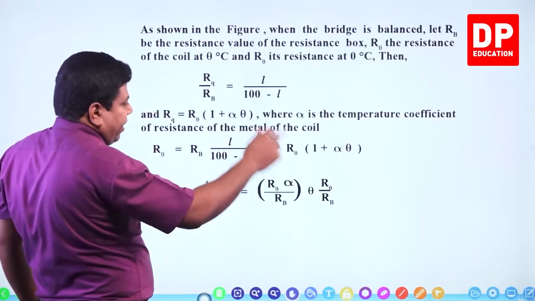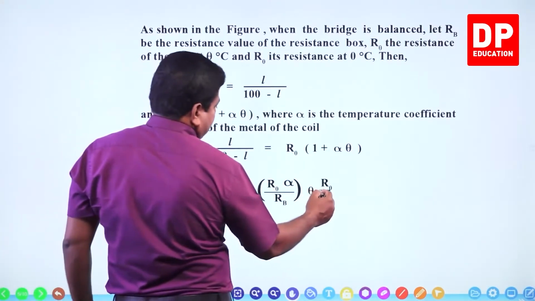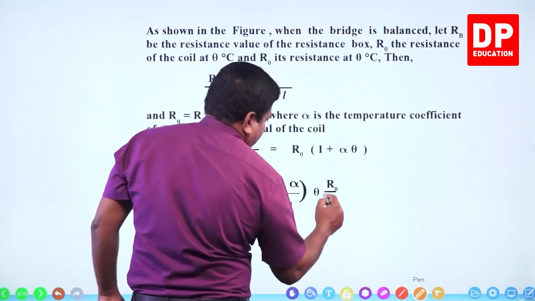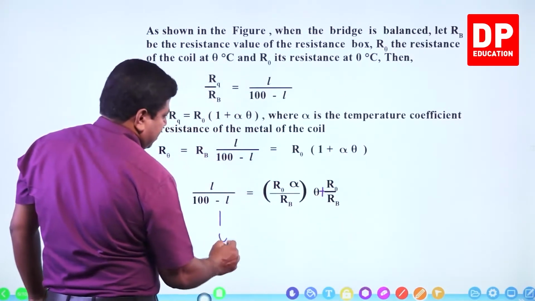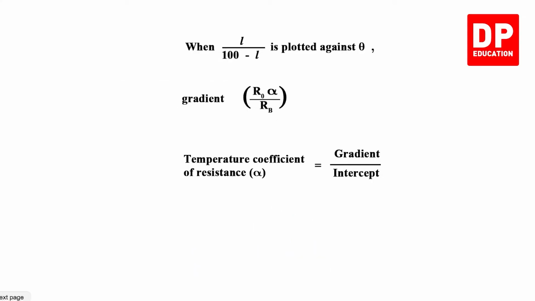So this is what I have already explained to you, right? This is going to be the y-axis, this is going to be the x-axis. There is a plus here. Y equals m x plus c. So the gradient is this. You divide the gradient by the intercept, you will get alpha.